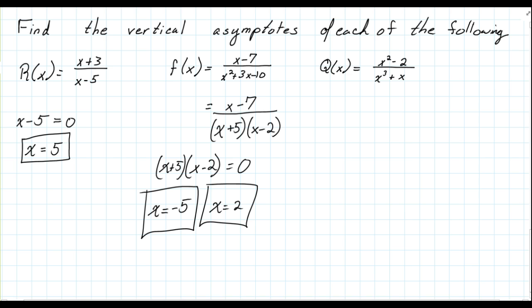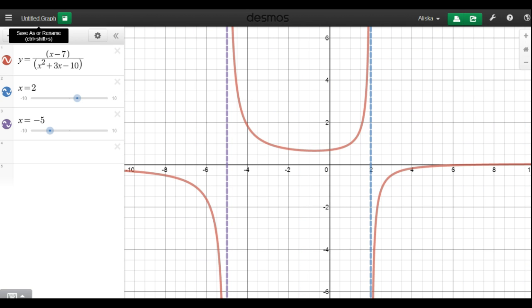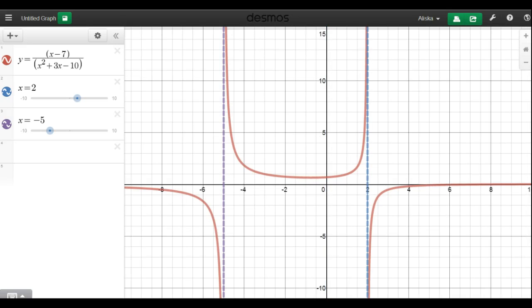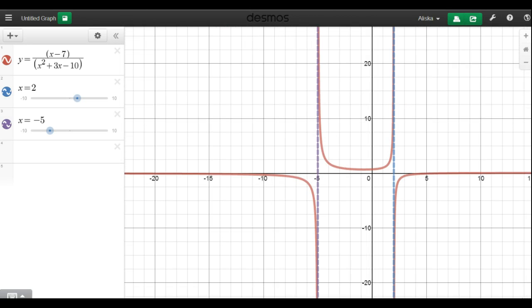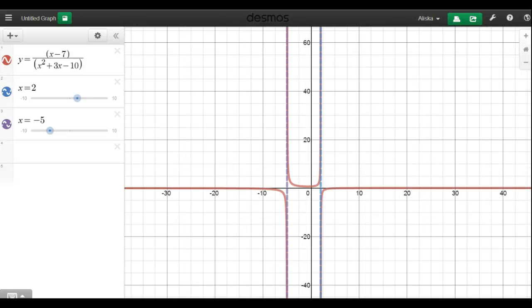Let's take a look at the graph. So as you can see, we have 2 vertical asymptotes, two places where the graph blows up. And if we zoom out along the y-axis, you can see that we're getting very, very close to both the line x equals 2 and the line x equals negative 5. And you can also see that we have a horizontal asymptote at y equals 0, and that's because the degree of our numerator is 1 and the degree of our denominator is 2. So that's just a little review of horizontal asymptotes from last time.